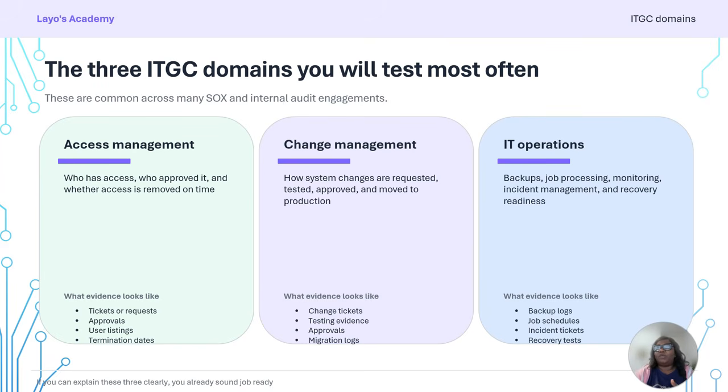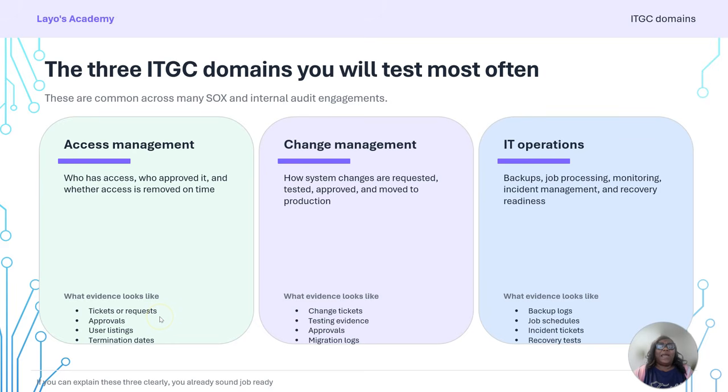And then for IT operation is talking about backup job. Is there monitoring for job processing? What is the backup recovery method? How are incidents logged? How are they managed? Okay, and then you'll be looking at evidences like backups, job schedules, incident tickets, and recovery.